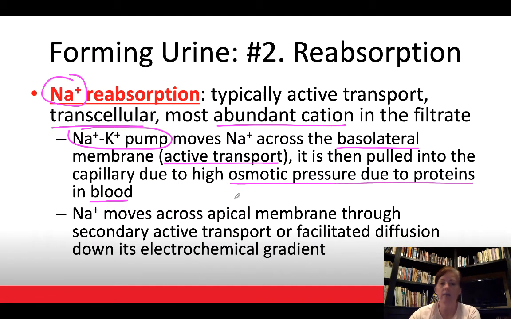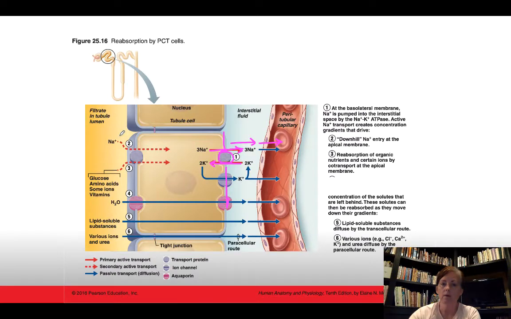What's happening at the apical membrane? It's a little bit different. It relies on the sodium-potassium pump creating a concentration gradient, and it's going to allow sodium to move across the apical membrane through secondary active transport, or in some areas in the tubule, facilitated diffusion down its electrochemical gradient that was created by that sodium-potassium pump. So if we look at that, that's what's happening here.